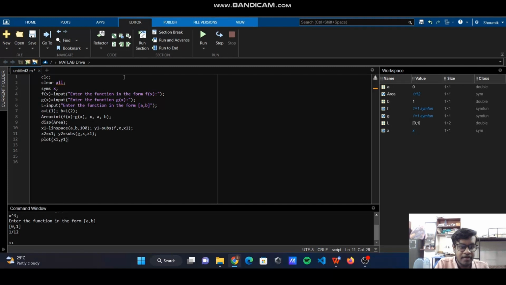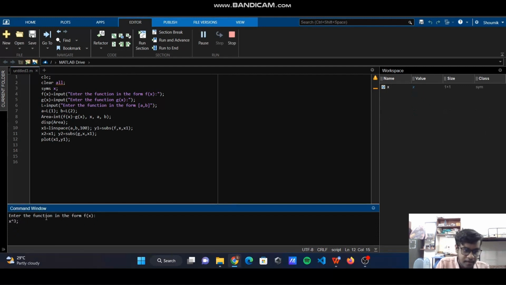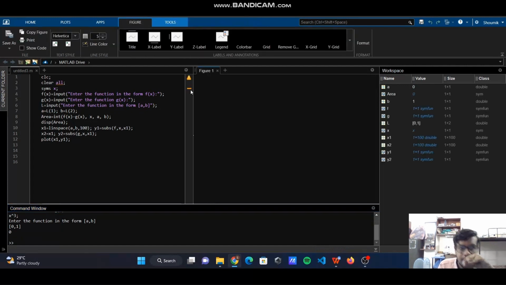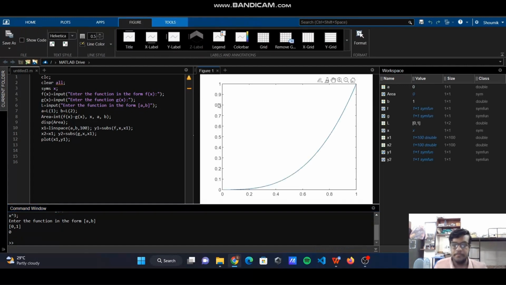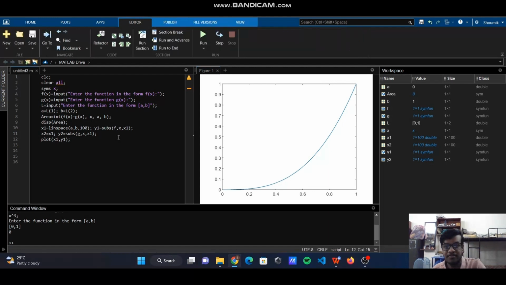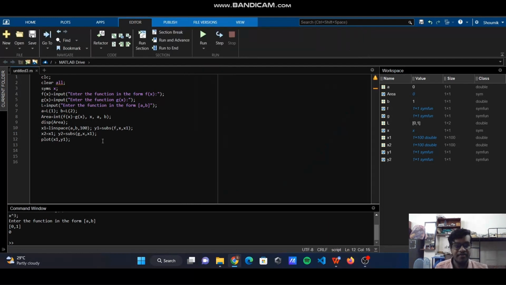Now when we do plot of x1 comma y1, let's try this first. Okay, so x cube, x square, L 0, 1. Yeah, ignore the answer because I put x cube twice, but you'll notice that we now have a plot of f of x. Now x is from 0 to 1 and y is from 0 to 1, obviously, but you'll notice that x1 comma y1 only plots this first graph. It cannot plot the second graph until we give it to it.